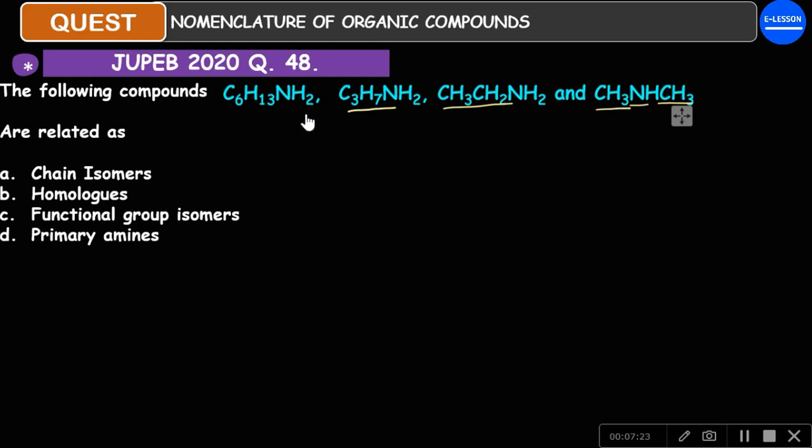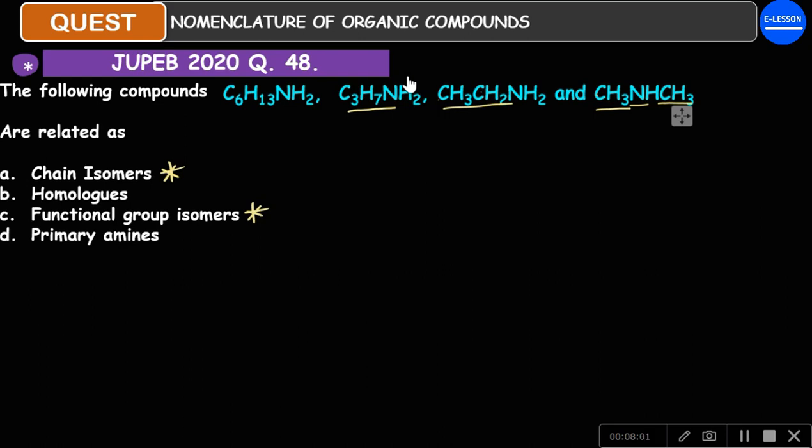Now the question is, how are these related? All these are amines. They are a class of organic compounds called what? Amines. So, how are they related? Are they chain isomers? They are not isomers, because isomers are compounds that have the same molecular formula but different structural arrangement. So, they can never be isomers. Anything that has to do with isomers here, you can strike it out, because they don't have the same molecular formula. This is C6, this is C3, this is C2, and this is C2 also. So they are not isomers. The idea of isomerism is out of the way.